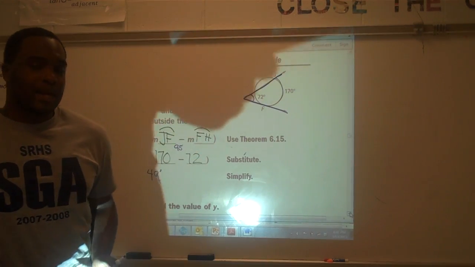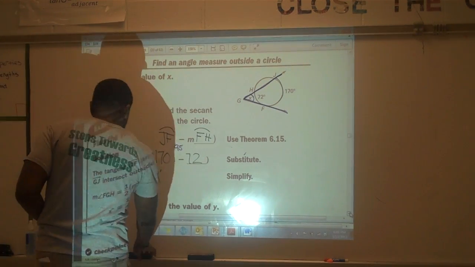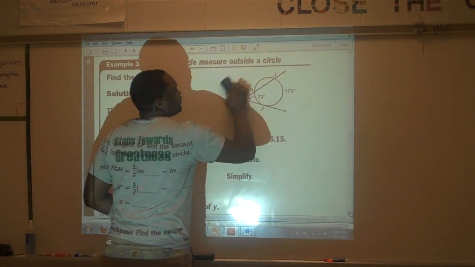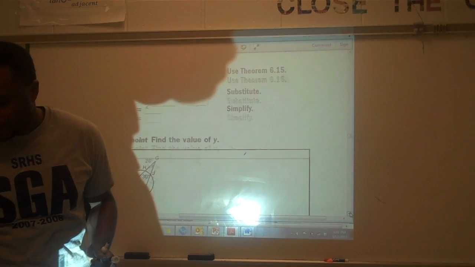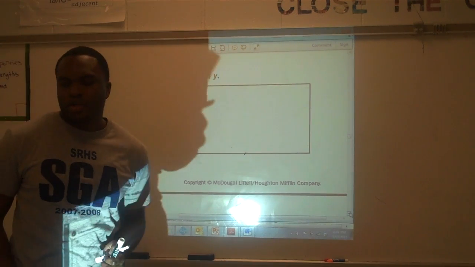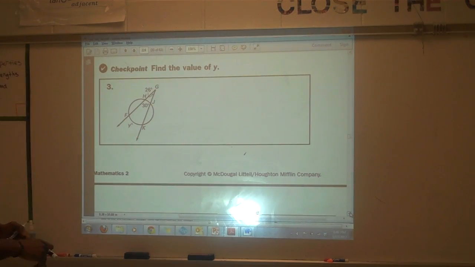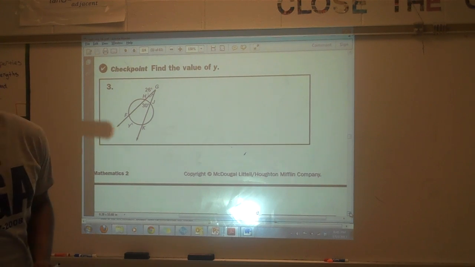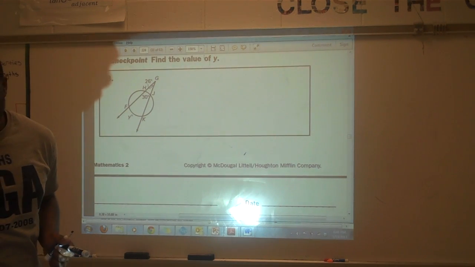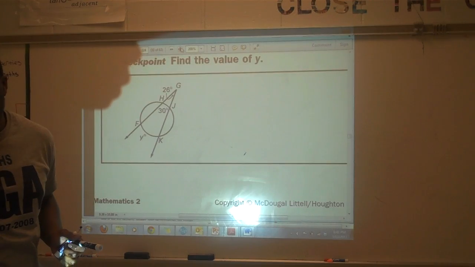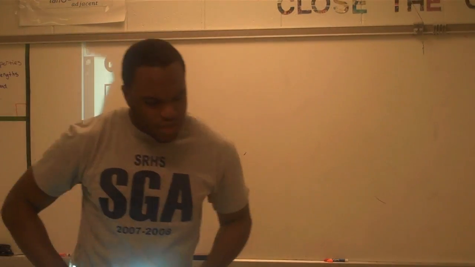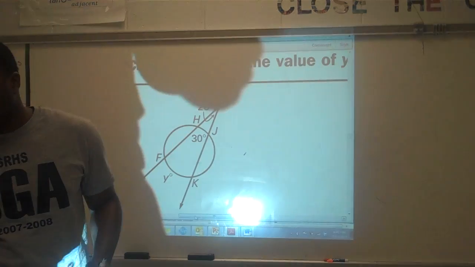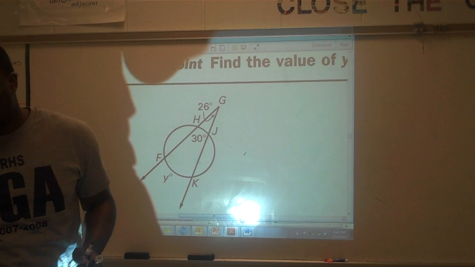So, scroll down to the checkpoint. Let's see what we know. I'm right below the example at the checkpoint. So we're looking at 3. Question number 3 is actually a little tougher. Checkpoint number 3 is actually a little tougher. You know what I want to do instead? Turn over to page 225. Let's actually look at number 11 on page 225. Then we'll come back to checkpoint number 3.